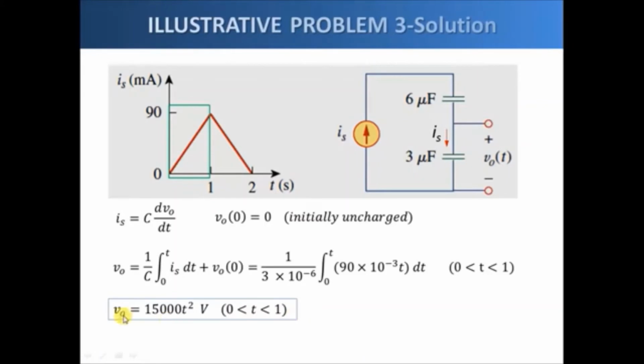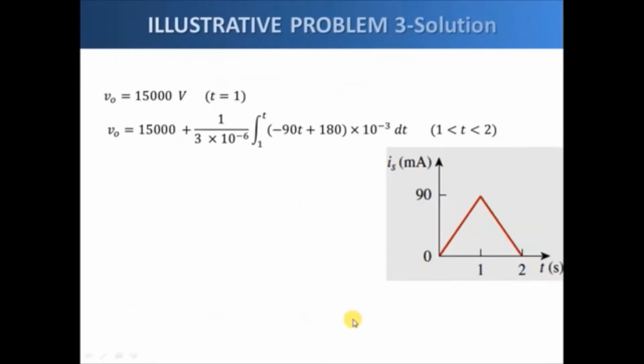Now we can also use this equation to get V sub O at exactly t equals 1. We simply substitute t equals 1 second, and we notice that the voltage at exactly t equals 1 second is 15,000 volts.